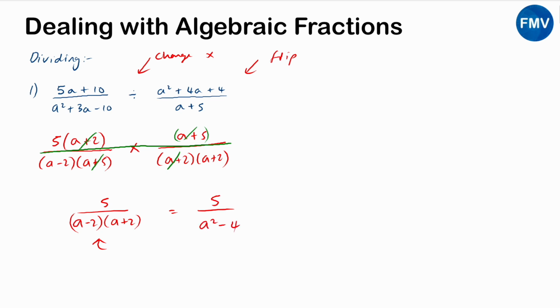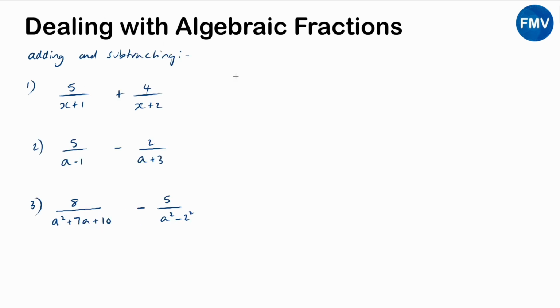Okay, let's move on to the last part, adding and subtracting. When adding and subtracting, the key thing is to make the denominators common. To make the denominators common, we need to multiply this fraction by x plus 2 over x plus 2, and we need to multiply this fraction by x plus 1 over x plus 1. So I'll write those in. Okay, so now we've got a common denominator. So I can show that.